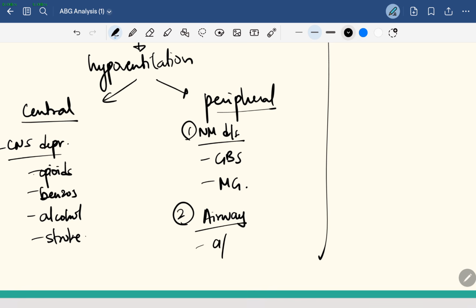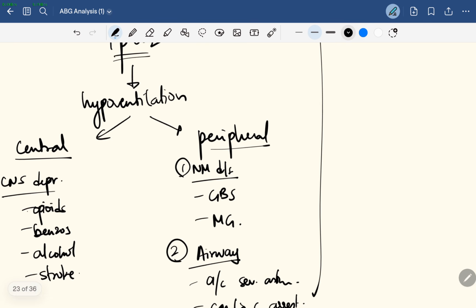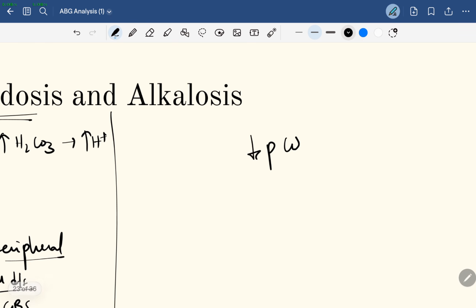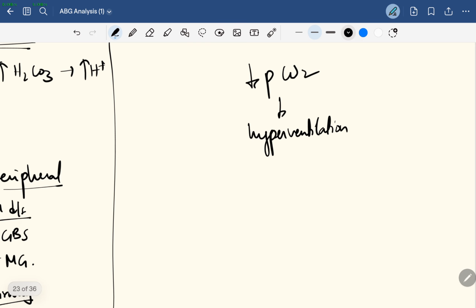This could be acute severe asthma or a cardiac arrest. And chronic airway obstruction in the case of COPD would lead to chronic respiratory acidosis. Coming to alkalosis, of course, there's a low PCO2, which implies there is some hyperventilation going on. So causes for this include panic attacks or hysteria.